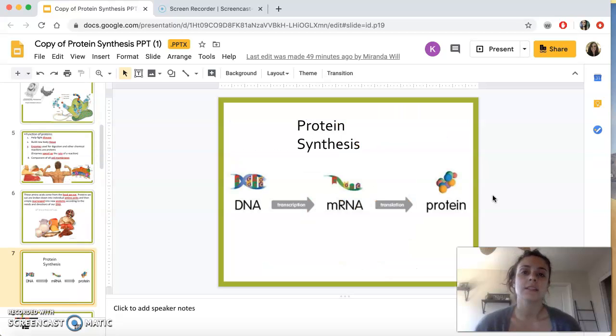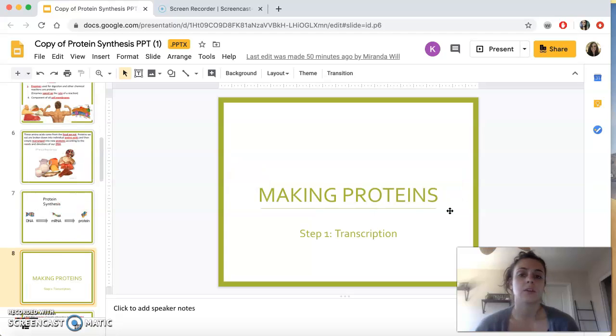So protein synthesis works in a couple of different ways. Here's the process that we're going to move through. First, you have your DNA. DNA is going to go through a process called transcription, okay? And that DNA is going to be turned into what we call mRNA, or messenger RNA. That mRNA is going to go through a process called translation, which ultimately is going to turn it into a protein. So let's talk through that process.